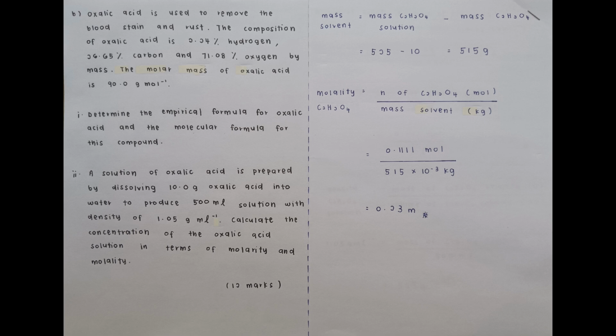Finally, we can calculate the molality of oxalic acid: the number of moles of oxalic acid divided by the mass of solvent in kg. Then the molality of oxalic acid is 0.23 mole per kg, or the unit is small letter m.